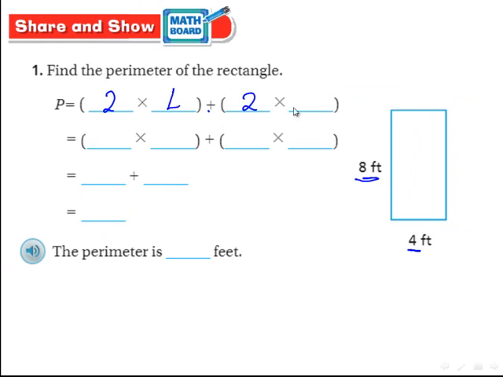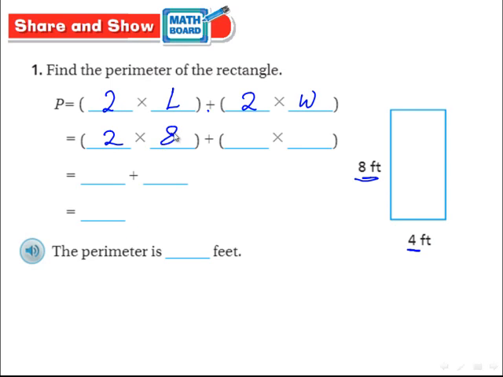2 multiply L plus 2 multiply W. 2 multiply L. L means length, which equals 8. Here 2 multiply, great, 4. So 8 multiply 2, 16. 4 multiply 2, or 2 multiply 4, 8. 16 plus 8. Great job! 24. The perimeter is 24 feet.